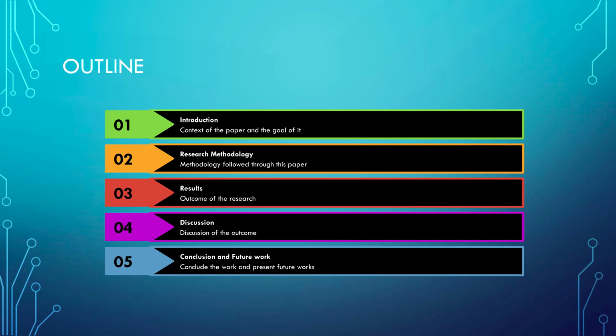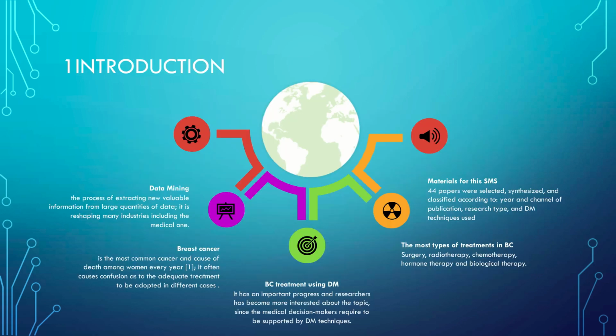During our presentation, we are going to follow the following plan, beginning with an introduction, where we are going to introduce the context of the paper and the goal of it. Then we move to the methodology followed through this paper. There we are going to show the outcome of the research. Then we are going to discuss the outcome and conclude the work and present future works.